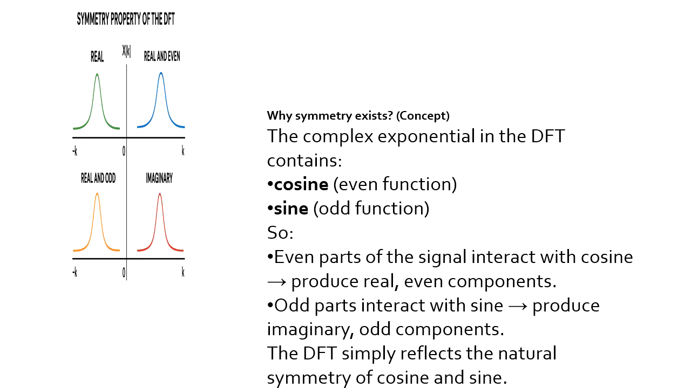Here you can see that the complex exponential in the DFT contains cosine and sine waveforms. As we know, the even waveform is always cosine and the sine is always an odd function. So even parts of the signal interact with the cosine and the product produces real and even components. The odd parts of the signal interact with the sine function and produce the imaginary or odd components. The DFT simplifies and reflects the natural symmetry of the cosine and sine functions.